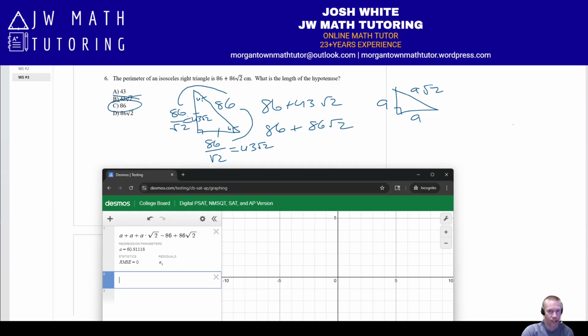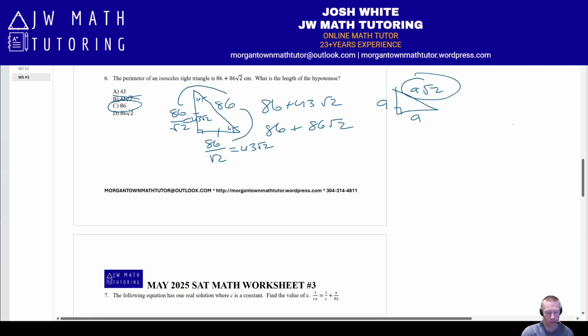Now, here's the thing you have to be careful with. A is not the length of the hypotenuse. A is the length of one of the legs. So for the hypotenuse, we just need to type in A square root 2, and that's going to be our answer.